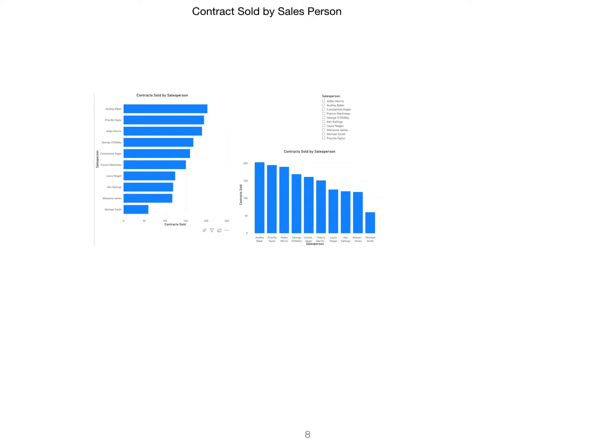Now, in order to do the salesperson performance visualization, I used contracts sold by salesperson. So for each contract, I used a bar chart to show the contracts sold by different salespersons.